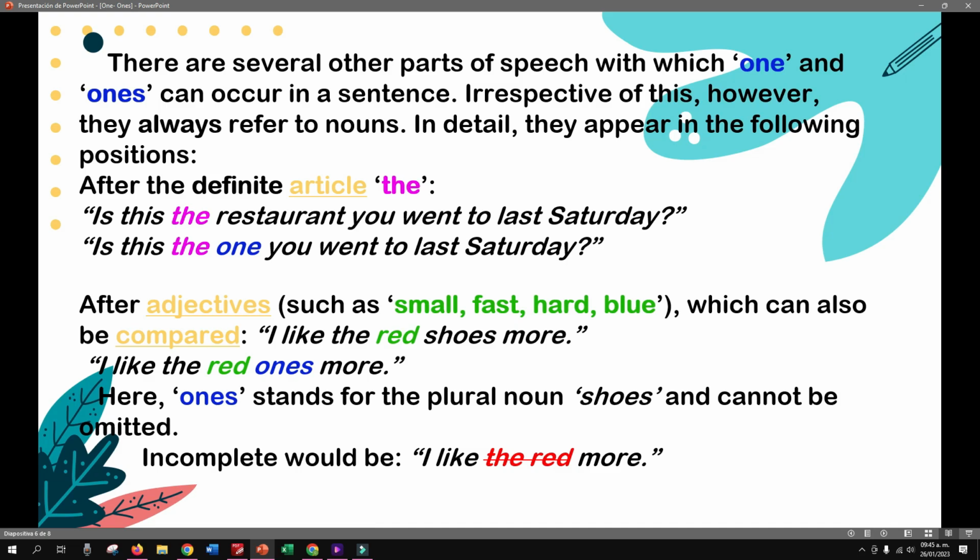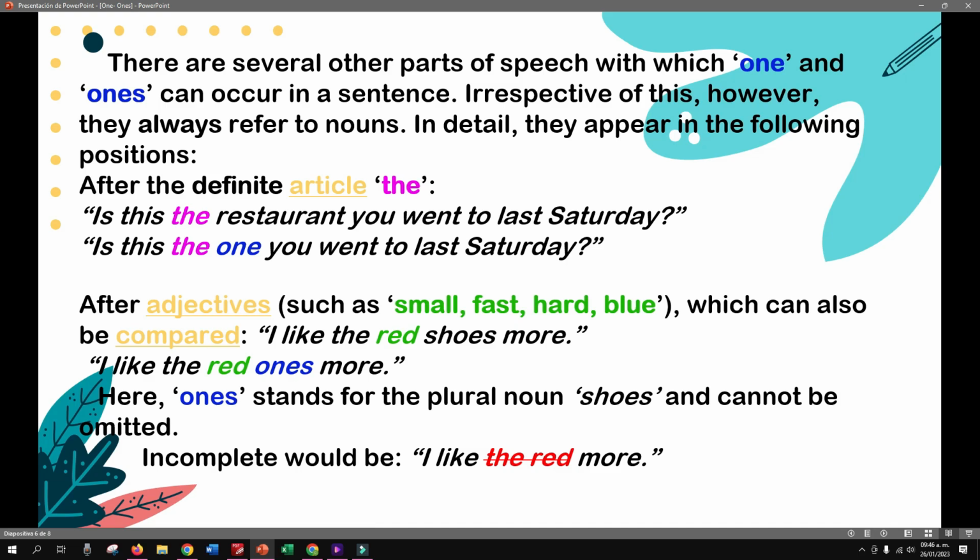Excellent, thank you, Edwin. So it says there are several other parts of speech in which one and ones can occur. There you have an example. After the definite article the, you know the article, right? So there you have, is this the restaurant you went to last Saturday? So is this the one, right? So you can use the pronoun one after what? The word the, or the article the. So is this the one you went to last Saturday?